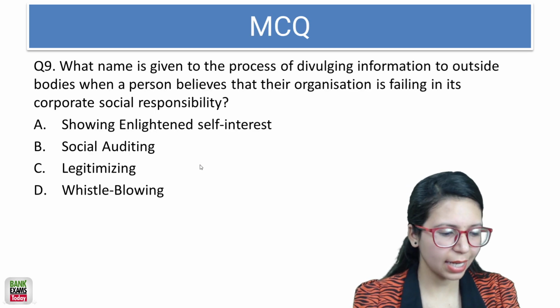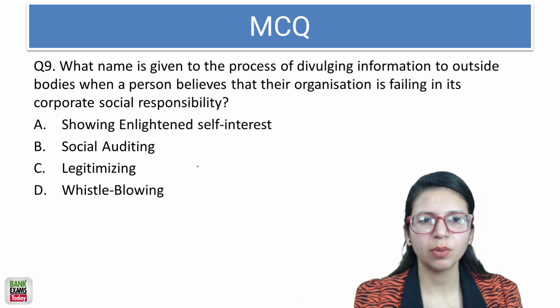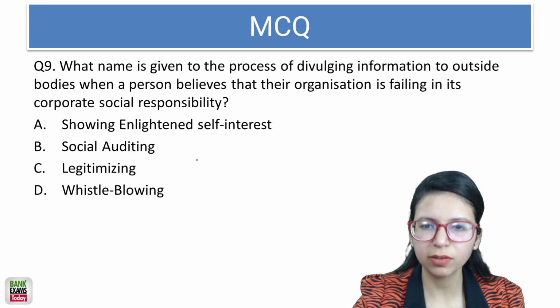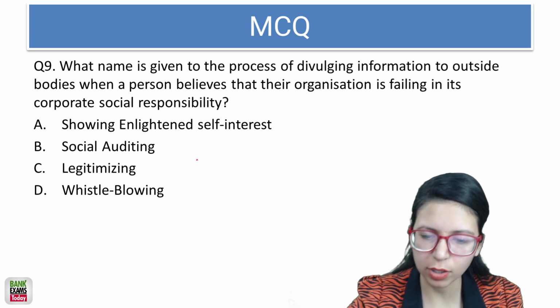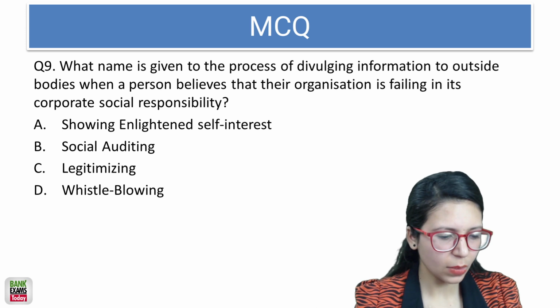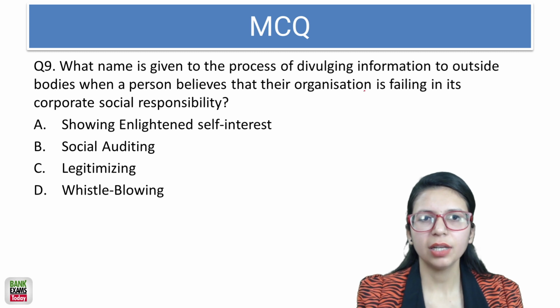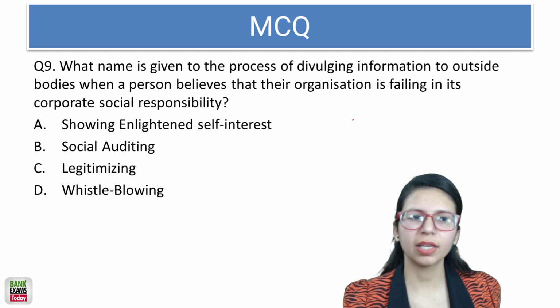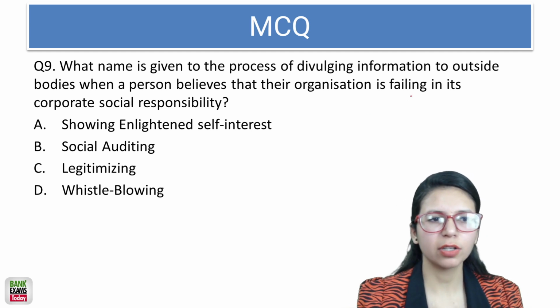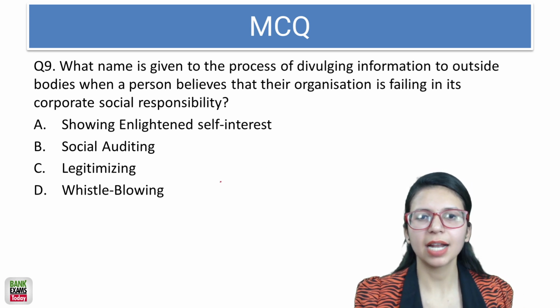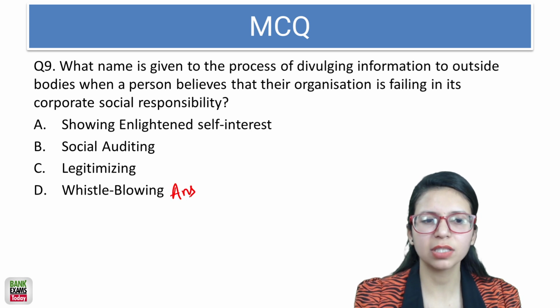Now let's move on to ninth question. What name is given to the process of divulging information to outside bodies when a person believes that their organization is failing in its corporate social responsibility? Okay, so this is again very easy. Whatever the information that a person believes shows the organization is failing in its social responsibility, if a person gives that information out, that is what is known as whistleblowing.